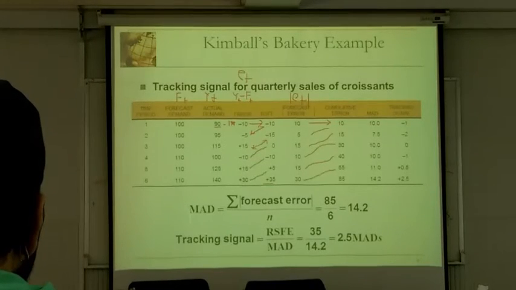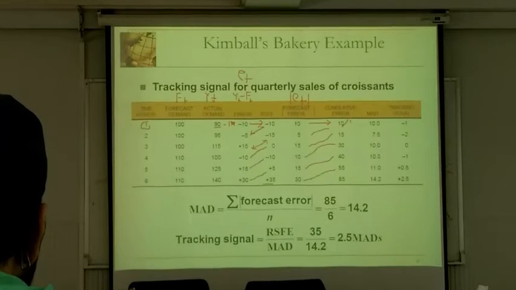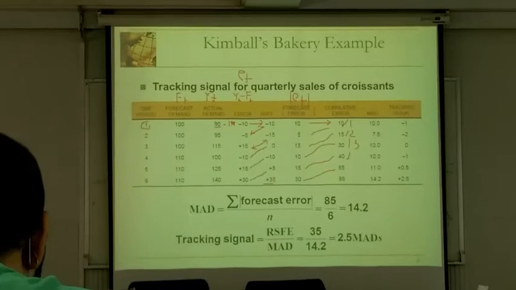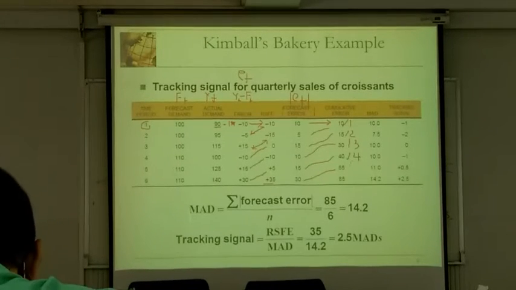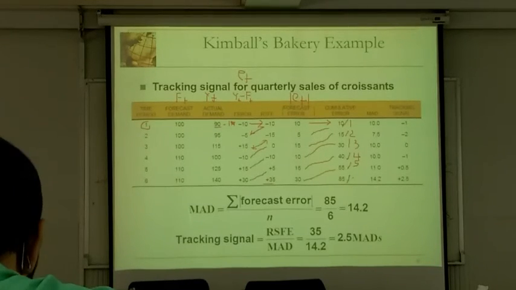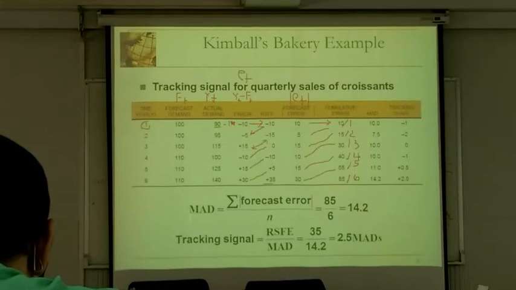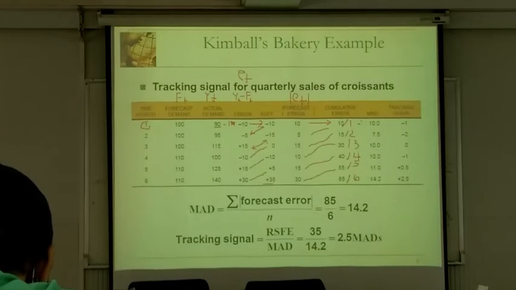Then you compute the MAD. So this is going to be equal to 10 divided by time period, so divided by 1. Then next divide by time period 2. So 15 divided by 2. 30 divided by 3. 40 divided by 4. 55 divided by 5. 85 divided by 6. That's how we got this MAD.